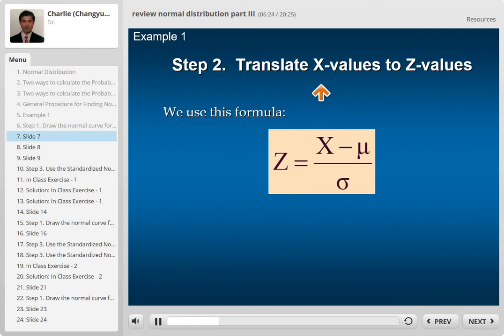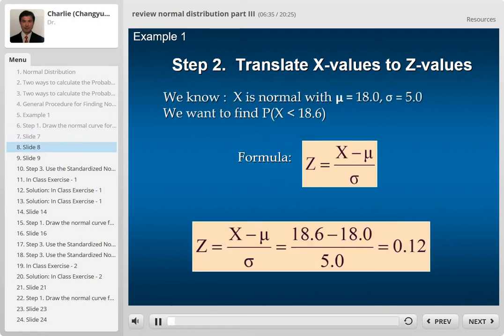Now step 2, we translate the x value to z values. So we're going to use the formula here, z equals x minus mu divided by sigma. Since we know x is a normal distribution, it has mu equals 18.0, sigma equals 5, and we're looking for the probability x smaller than 18.6. Let's plug the numbers into the formula. x is 18.6. We plug it in here. Mu is 18.0. Plug it in here. Sigma is 5. We plug it in here. So we get a z value equal to this, which is 0.12. This is step 2.